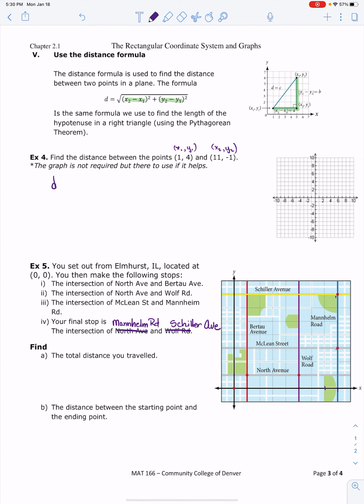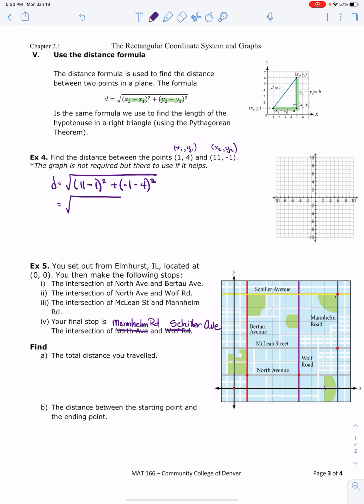Okay, so I'm going to plug it into the distance formula. Here I've got the distance equals the square root. My x sub 2 is 11 minus my x sub 1 is 1. I'm going to square that quantity. Plus my y sub 2 is negative 1, my y sub 1 is 4, so I've got minus 4. I'm going to square that quantity as well.